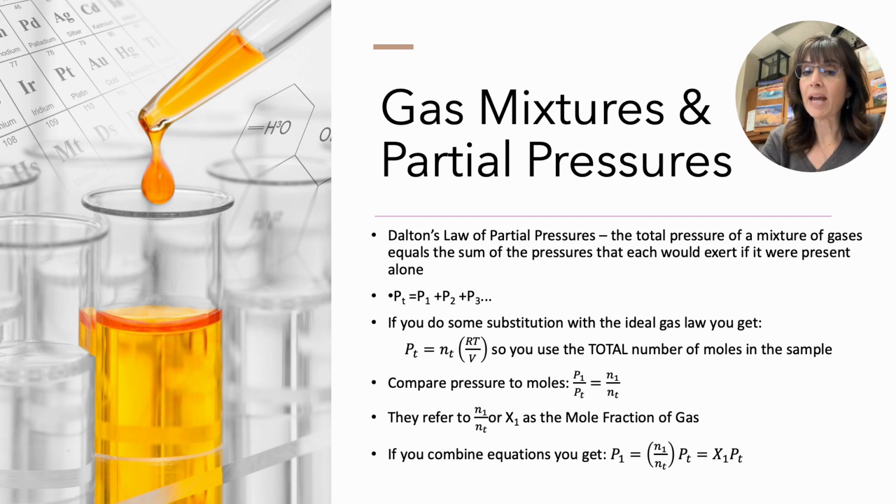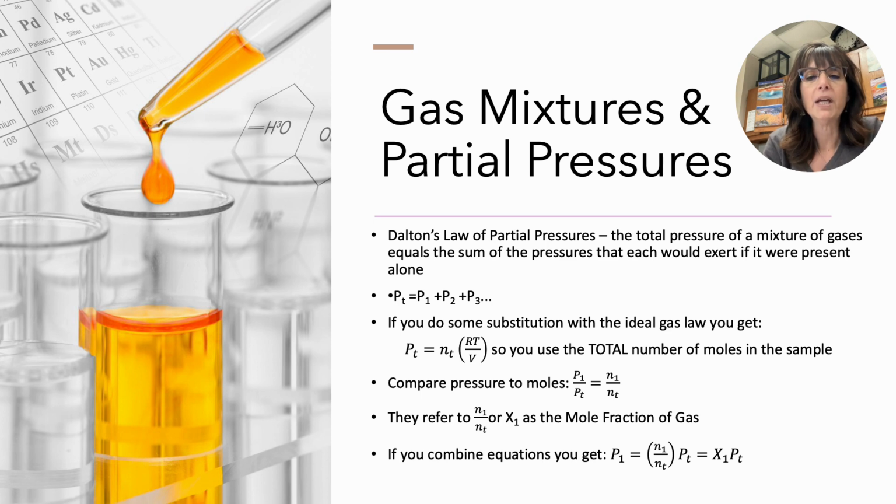And you can't talk about gases without talking about mixtures and partial pressures. Very simple. Dalton's law of partial pressures basically states that the total pressure is made up of all the individual gases. So if you know all the individual gases, you add them up and you get the total. Pretty simple. And if you do some substitution and a little bit of algebra, you can get that fancy little equation right there. And it's just another way to relate pressure to moles, to RT, and volume.